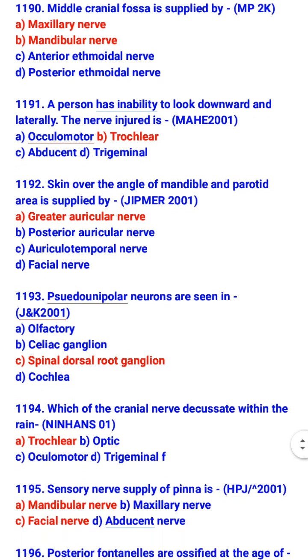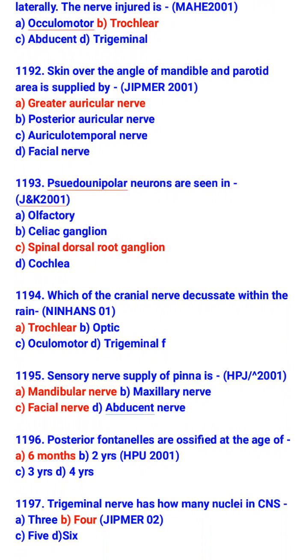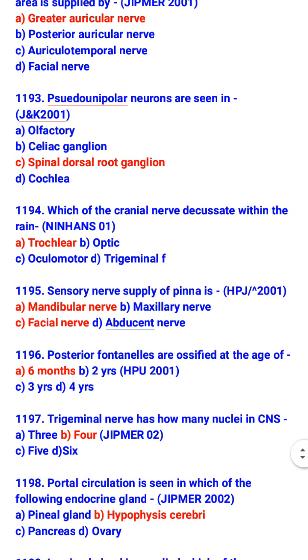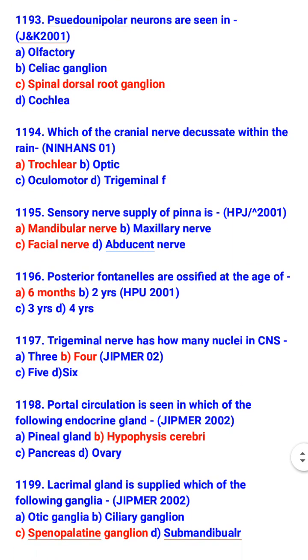Pseudo-unipolar neurons are seen in spinal dorsal root ganglion. Which of the cranial nerve decussate within the brain? Trochlear. Which of the cranial nerve decussate within the brain is trochlear? Sensory nerve supply of pinna is mandibular nerve and facial nerve. Posterior fontanelle is ossified at the age of 6 months.